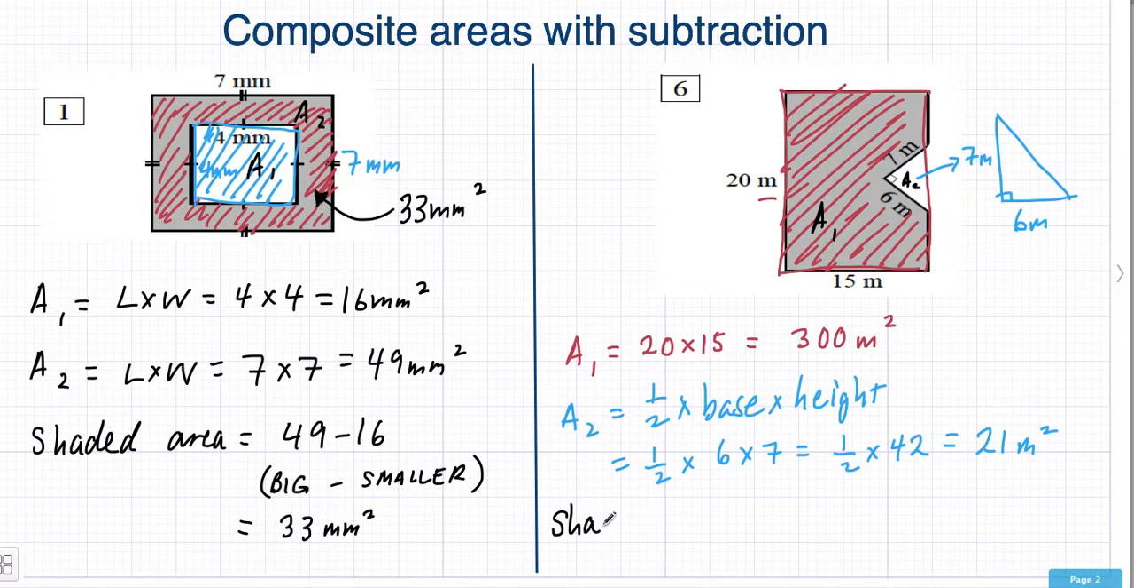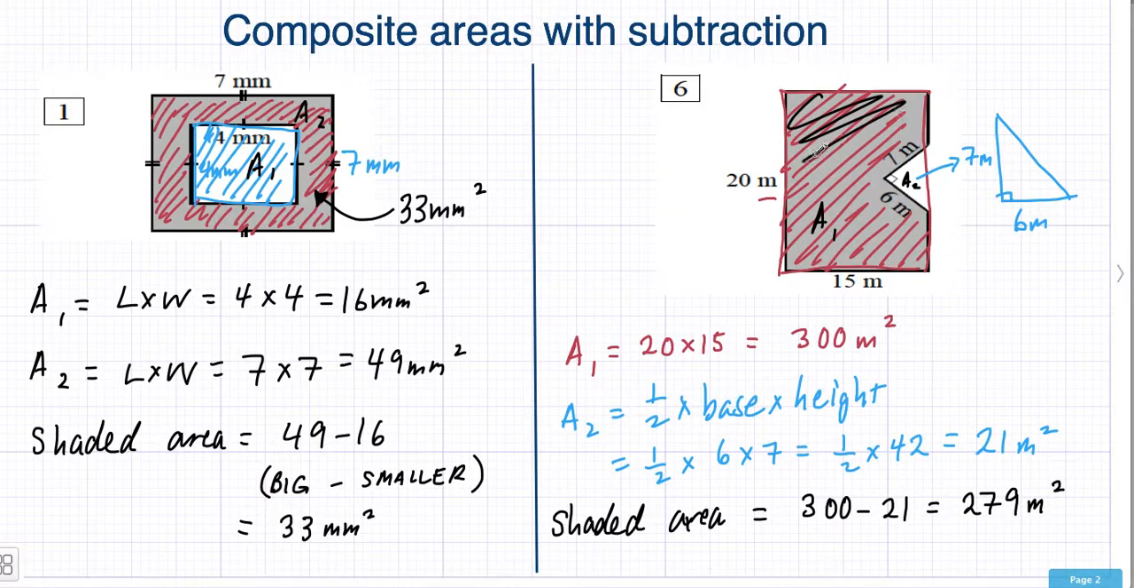So that means for our shaded area, it's going to be equal to our large area, the big rectangle, subtracting the little triangle away, which is 21. So 300 take away 20 is 280, so this will be 279 meters squared. So that means that this part here, the shaded part, is going to be 279 meters squared.